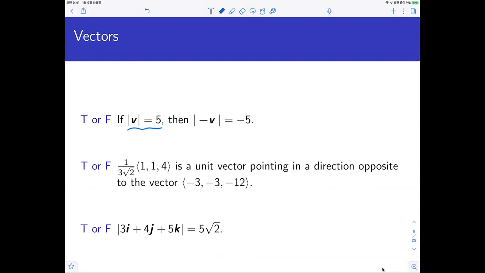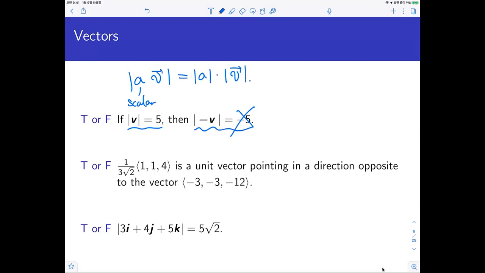Here, if the norm of v is 5, then the norm of minus v is minus 5. Here, the norm cannot be a negative value. And in general, if a is a scalar and v is a vector, then you know that the norm of av is the absolute value of a times the norm of v. So the norm of minus v is not minus 5, it is the absolute value of minus 1 times the norm of v. So this is false.